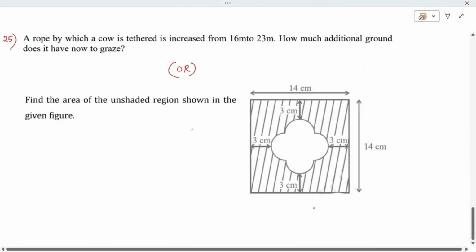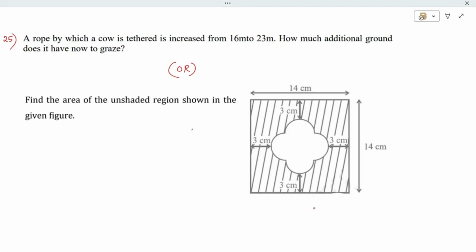Question number 25 has an internal choice. You can either choose the first question or the second question. But yes, let us do both the questions now. Okay, let's move on to the first question.